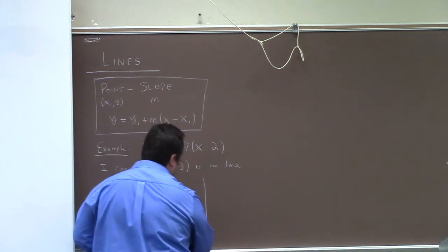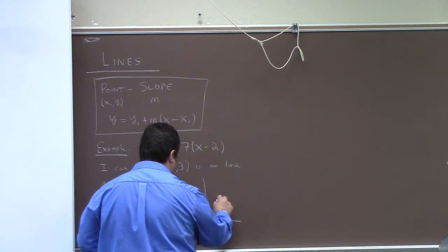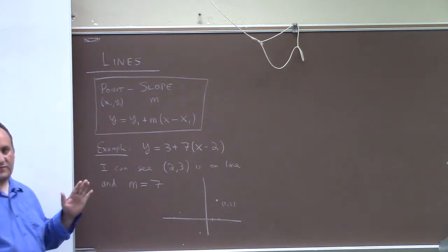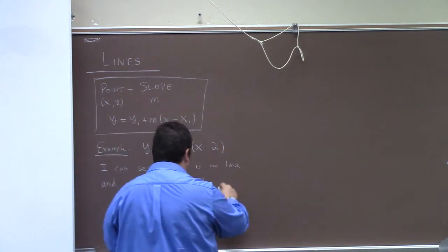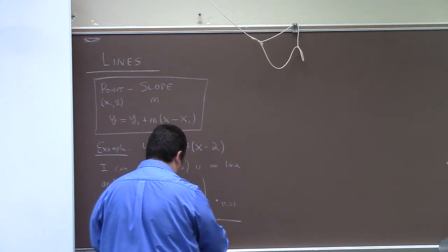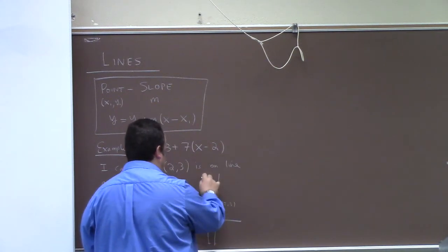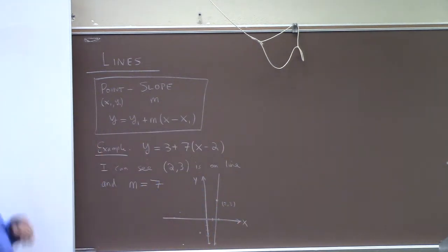If you want to, I could graph it. So it's got this point, 2, 3, and it's got a slope of 7, which means every one it goes over, it goes 7 up, right? Remember, slope is rise over run. So, 1, 2, 3, 4, 5, 6. I should have picked a smaller slope. This thing's really steep. Something like that. So this is point slope form of a line.